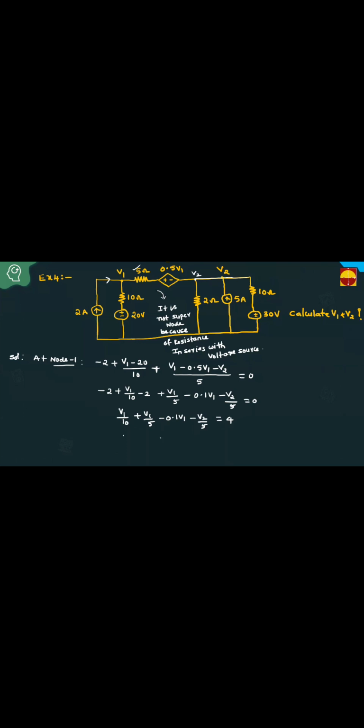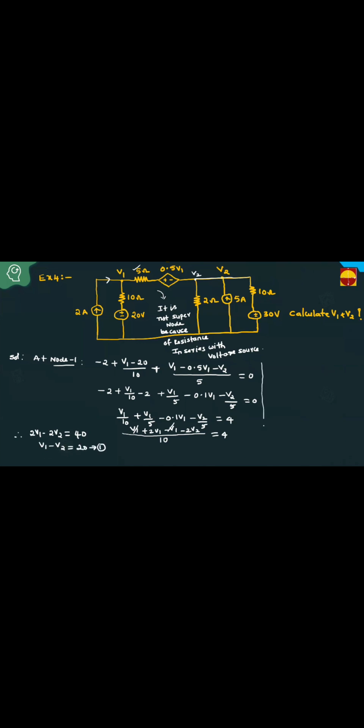If you take 10 as the LCM, then V1 plus 2V1 minus V1 minus V1 minus 2V2 equal to 4. Then from this you simplify, plus V1 minus V1 cancel, 2V1 minus 2V2 equal to 40. Then what is V1 minus V2? V1 minus V2 equal to 20. Let this be relation 1.